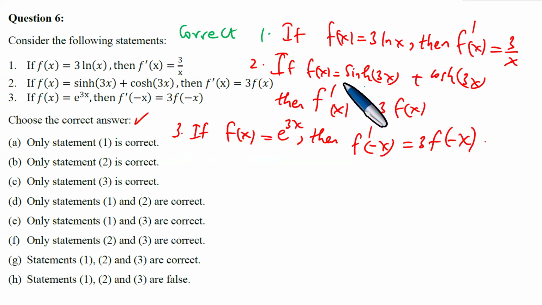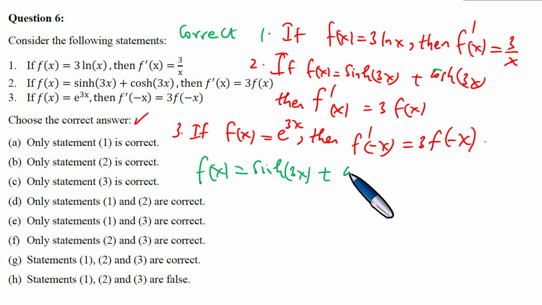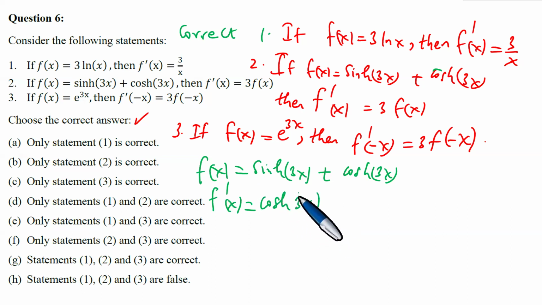Okay, so obviously, if you have f of x equals the hyperbolic sine of 3x plus cosh of 3x, then the derivative of this is 3 times that. Let's start with f of x, which is the sine of 3x plus the cosh of 3x. Now you'd have f prime of x. The derivative of the hyperbolic sine is the cosh, and the derivative of the cosh is the hyperbolic sine. But remember that you're going to put 3 there because you need to use the chain rule.